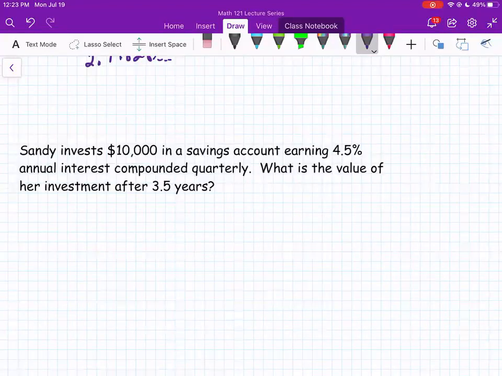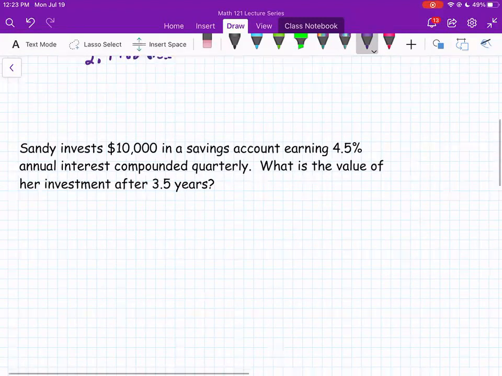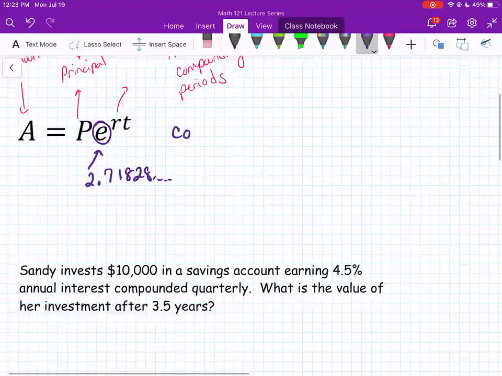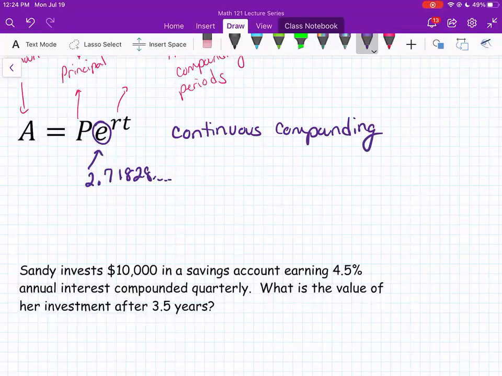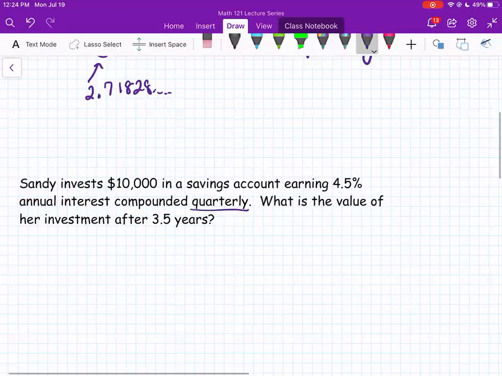If Sandy is investing $10,000 in a savings account, earning 4.5% interest annually, compounded quarterly, what is the value after 3.5 years? The only time you're going to use this formula is if it is doing something called continuous compounding. And this is why there's no N value, because it's compounded every second of every minute of every hour of every day. Here it's compounded quarterly.